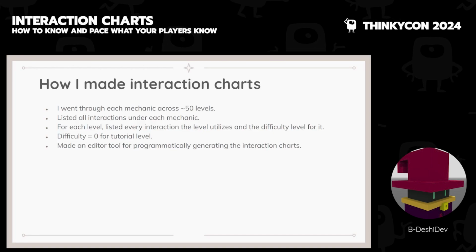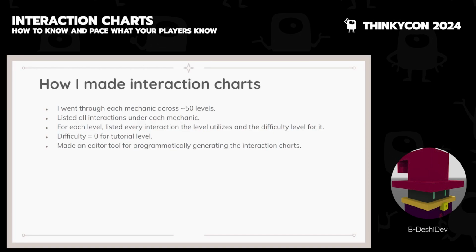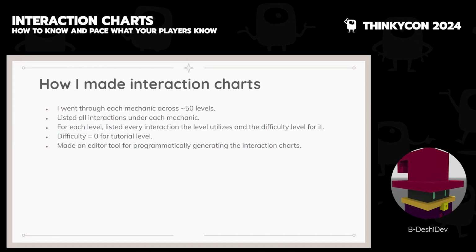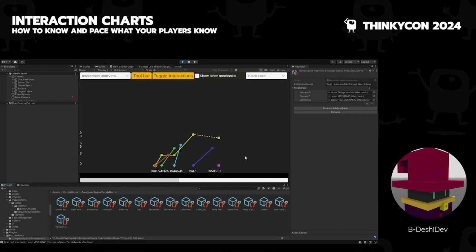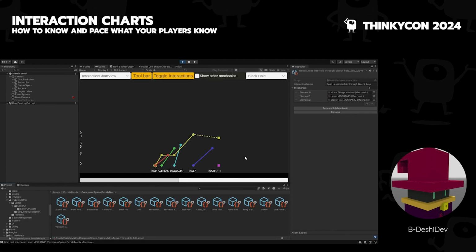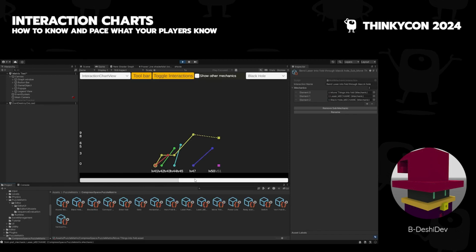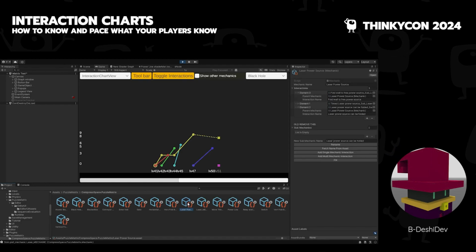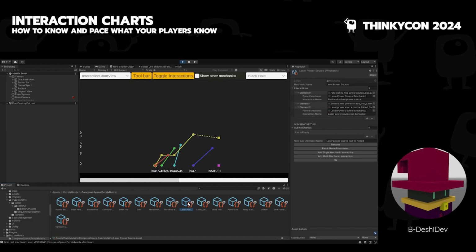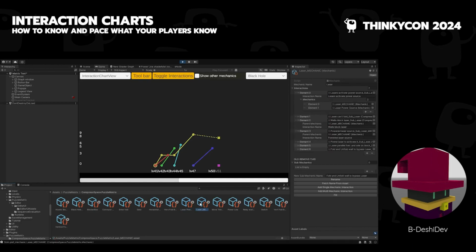And instead of generating the charts by hand, I made an editor tool for programmatically generating the interaction charts. So this is the editor tool I made for dealing with the interaction charts. It is fully data driven. I'm representing each interaction as a scriptable object, which is a Unity specific asset format for storing data. This is the one for the laser mechanic.